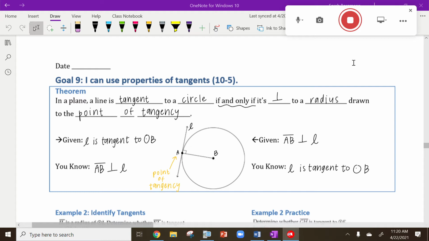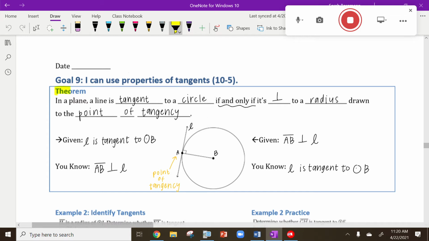Today we are going to learn about properties of tangent lines so that we can talk about circumscribed polygons tomorrow. So inscribed polygons, remember, are polygons inside of a circle. Circumscribed polygons are polygons outside of the circle. So I'll show you that tomorrow, but first you need to learn about tangents.